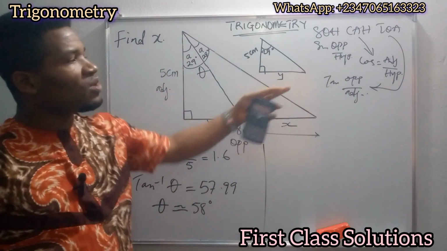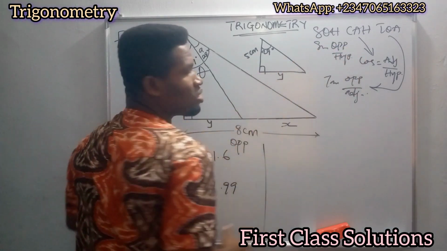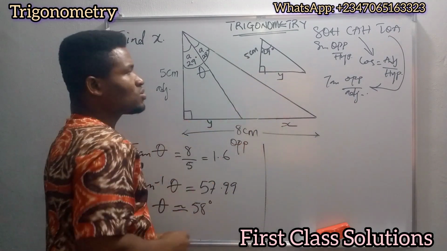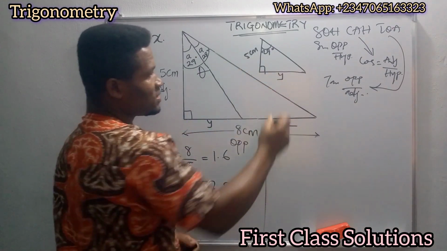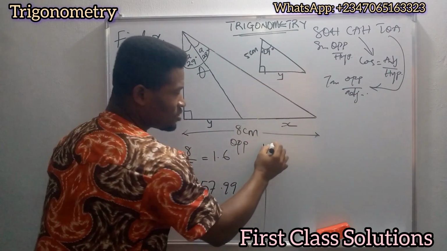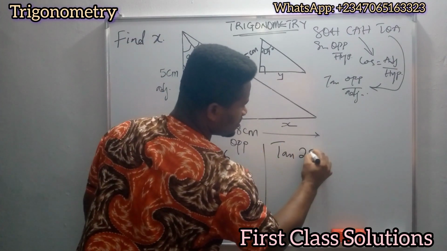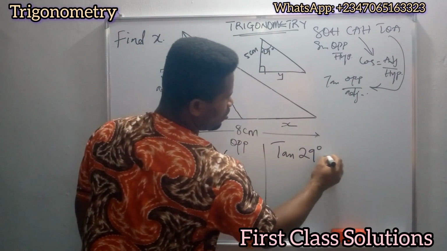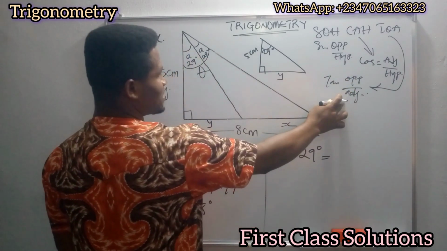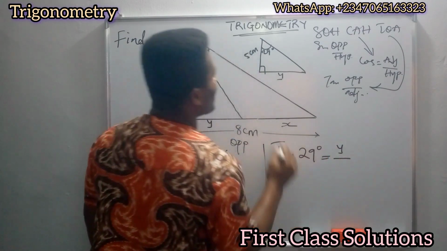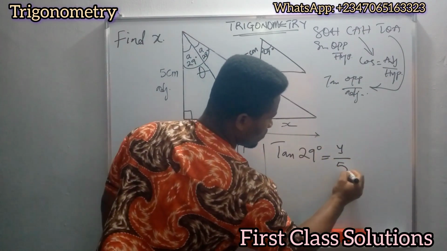And to get the value of this y, we still need to apply the SOHCAHTOA principle. Here is the adjacent, here is the opposite. So opposite over adjacent is the tangent that will be applied. So we have tan 29 degrees being equal to opposite over adjacent. Here the opposite is y over the adjacent, which is 5.